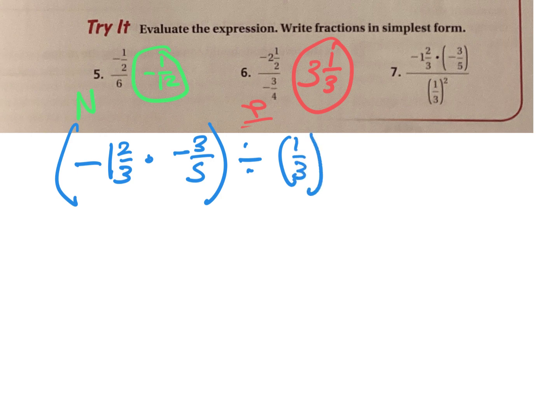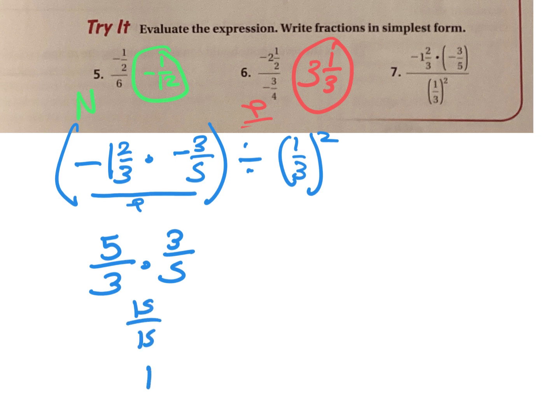1/3 squared. Okay, so I do my parentheses first, so I have to do this first. So it's multiplication. It's a negative times a negative, so it's going to be a positive. I'll put a little P right here for positive. And then 3 times 1 plus 2 is 5/3 times 3/5. And when I times those together, I get 15/15, or I get 1.